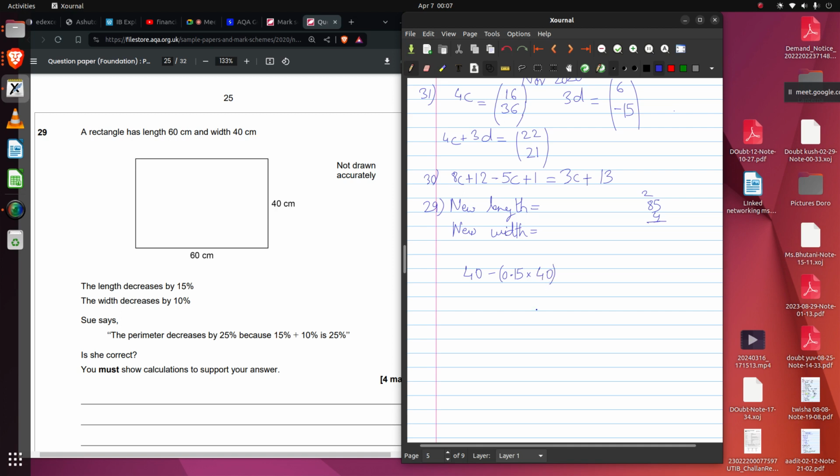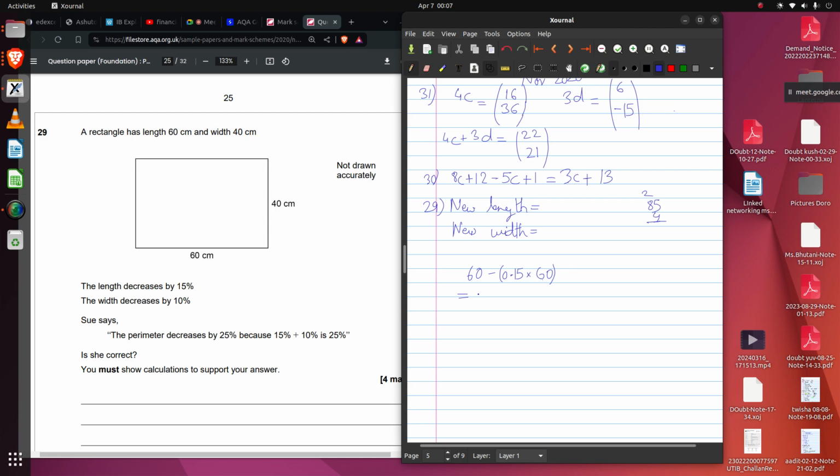40. Is that the length? Is 40 the length? No. 60 is the length. No, 40 is the width. 60 is the length. Do you see? They have written on top very clearly. Oh yeah. Sorry, my error. Now I can easily calculate this.